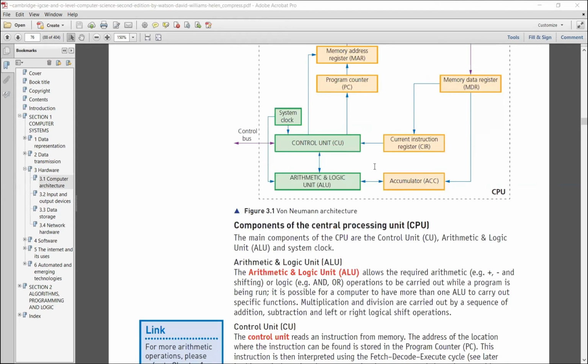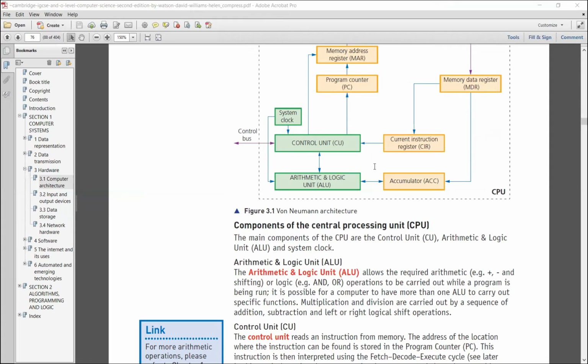Then what you need to know is the purpose of the ALU, arithmetic and logic unit. Very simple. It is there to perform arithmetic, which is plus, minus, multiply, and divide. And the use of logic operations means that it can decide which one is the highest value, which one is the lowest value. Some sort of sorting is done. And that is the function of the ALU.